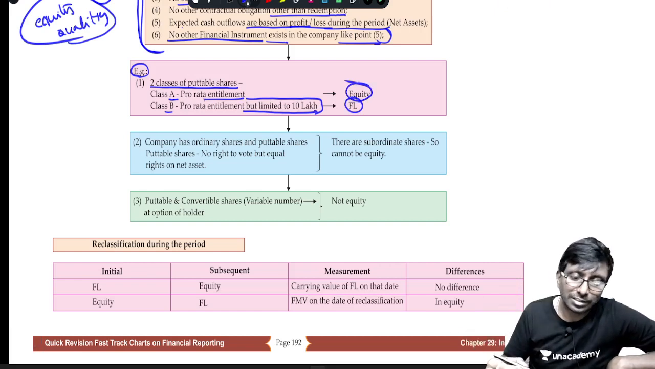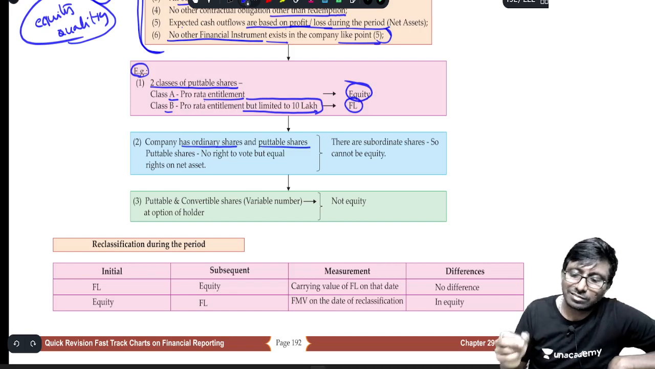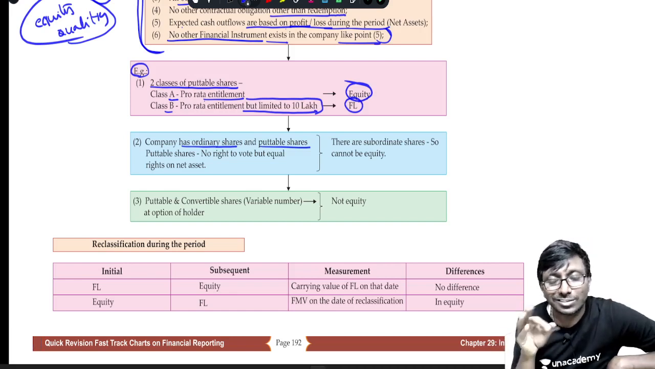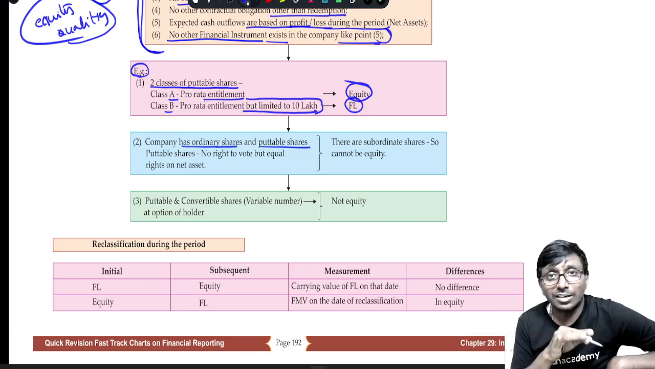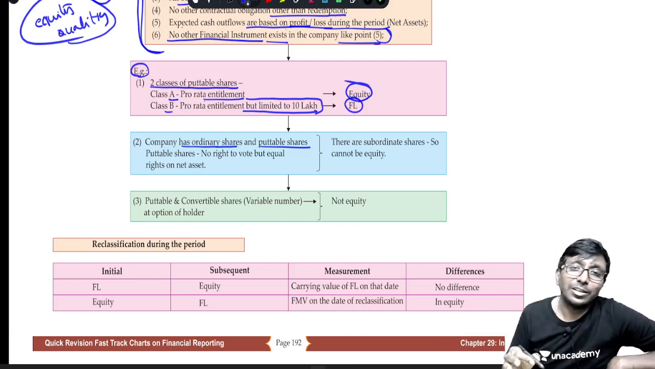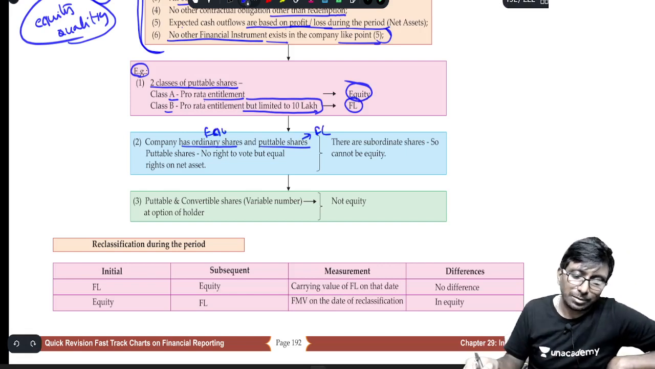You have entitled for that. The company has ordinary shares and putable shares. Both are there. Then obviously, my dear, putable shares are liability we will call. Ordinary shares, means equity shares, are also there in the company. That will be equity share capital. The ordinary share capital will be equity. The putable shares will be financial liability.